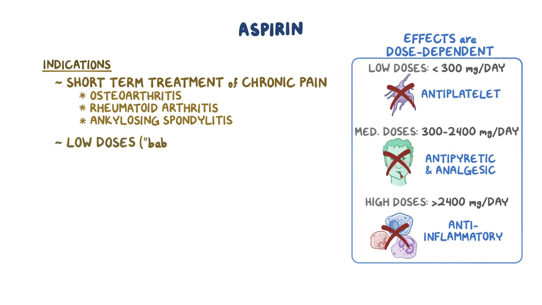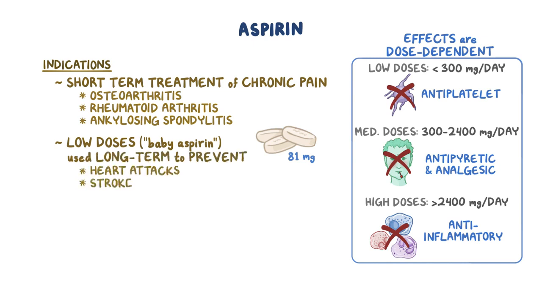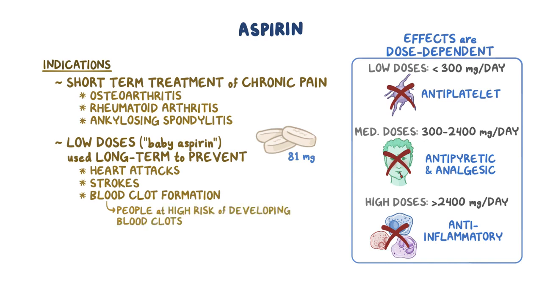Low doses, or baby aspirin, in the form of 81 mg tablets are used long-term to help prevent heart attacks, strokes, and blood clot formation in people at high risk of developing blood clots.